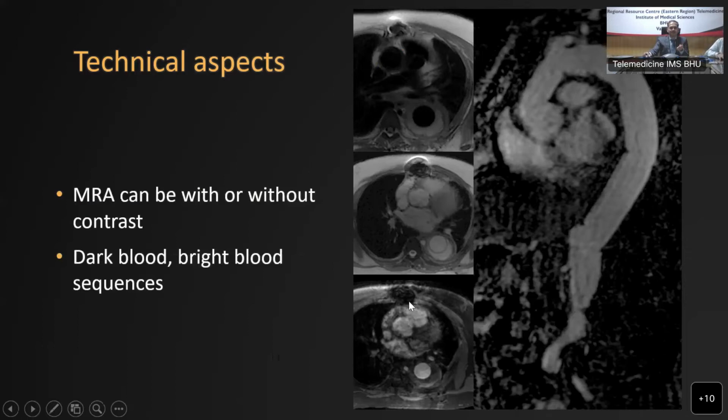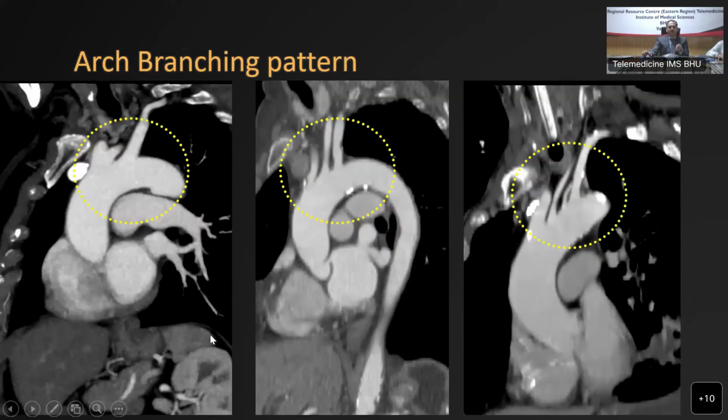This patient had a prior aortic surgery, so had some sternotomy artifacts, which we were not sure how much artifact it would be, but you can see that with appropriate sequences, you can negate those artifacts and still get diagnostic quality images. Let's talk a little bit about aortic branching pattern.